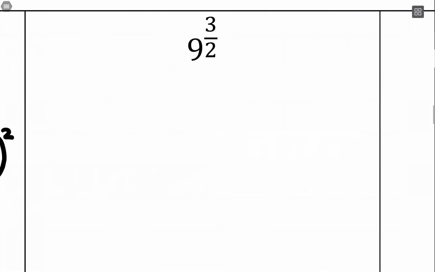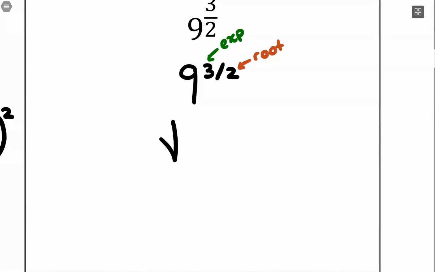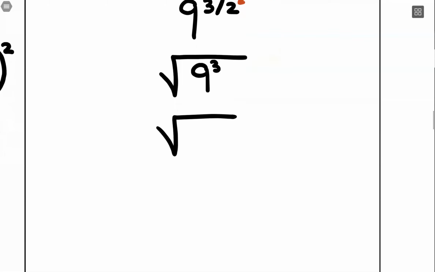All right, this next one, we have 9 to the 3/2. Again, I'm just going to make this note that that 3 is going to be an exponent and the 2 is going to tell us the type of root that we're taking. So this is going to be a square root, and then we're working with 9 cubed. We can use a calculator to help us out, but that should be 729, and then the square root of 729 will simplify to 27.